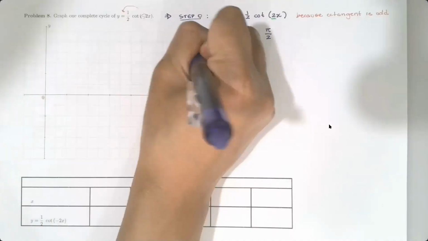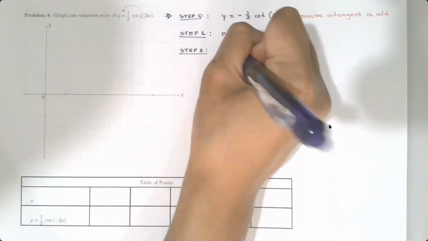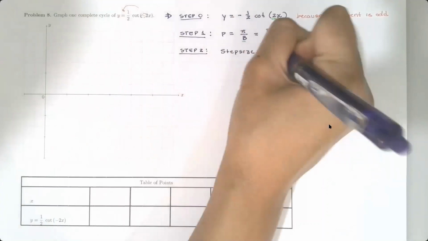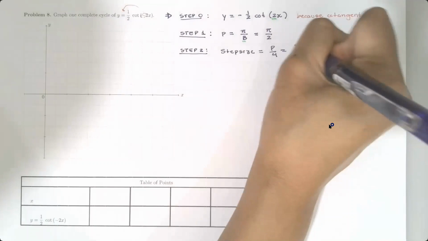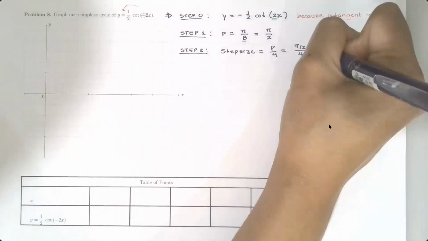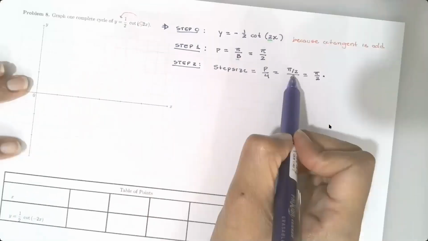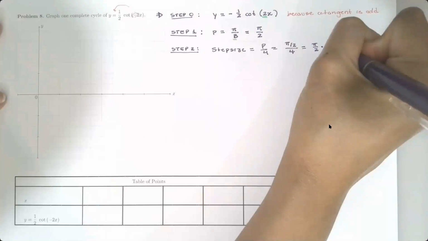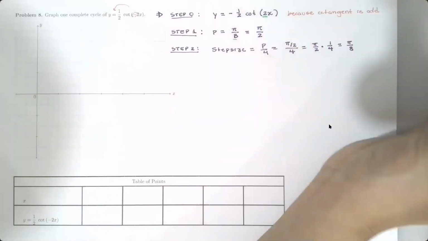Then the next step is the same as what we've been doing, which is to find the step size. The step size is the period divided by 4. So we have pi over 2 divided by 4, and remember, division is the same as multiplying by reciprocals, so that's the same as times 1 over 4. So we get pi over 8.